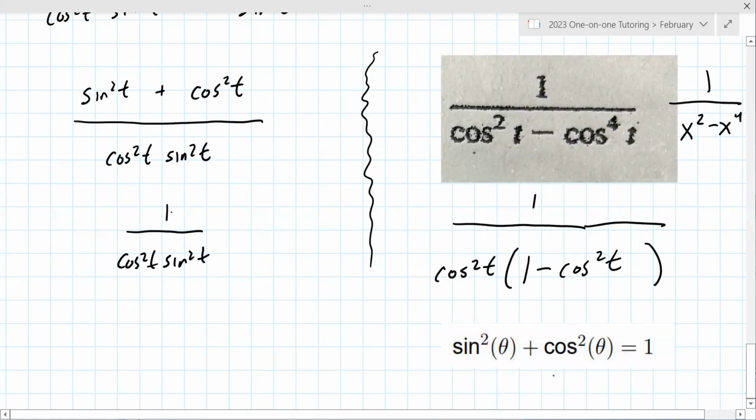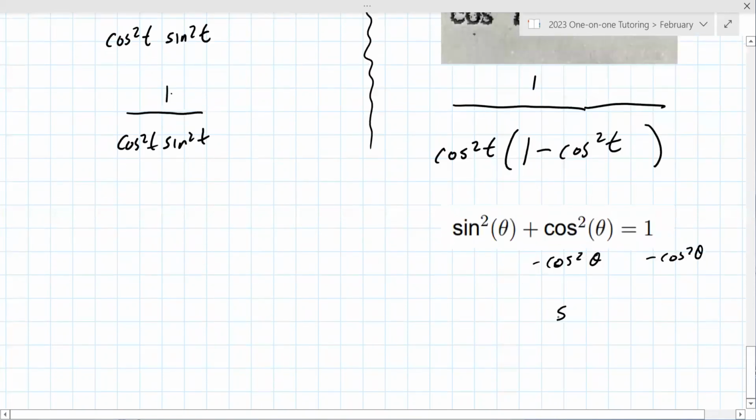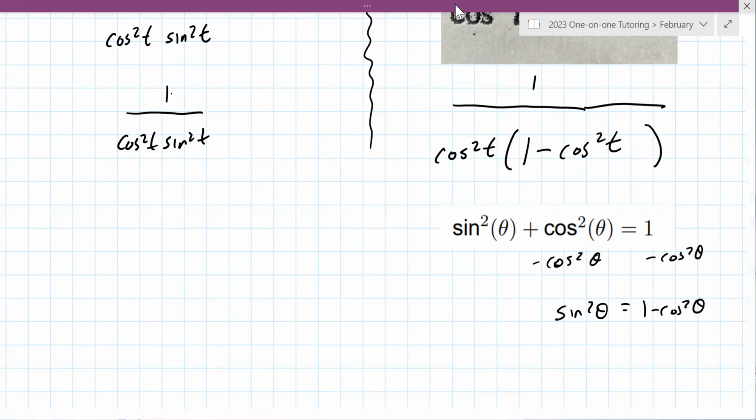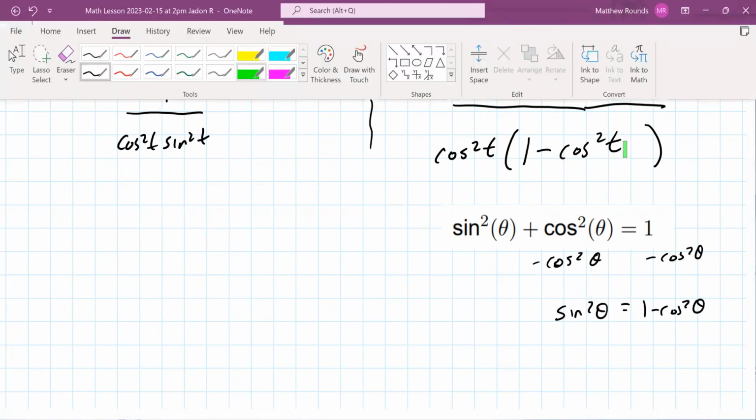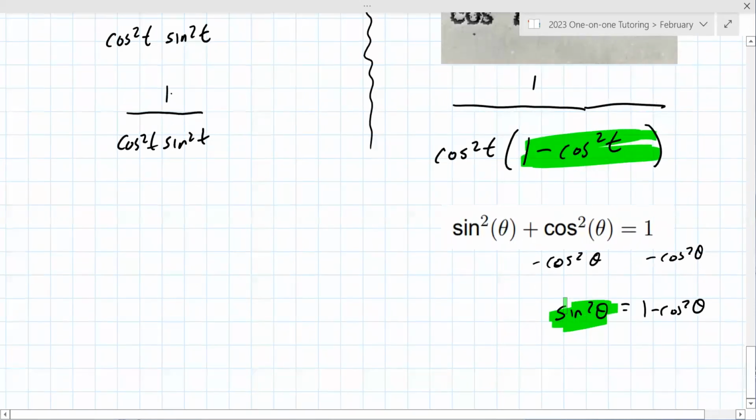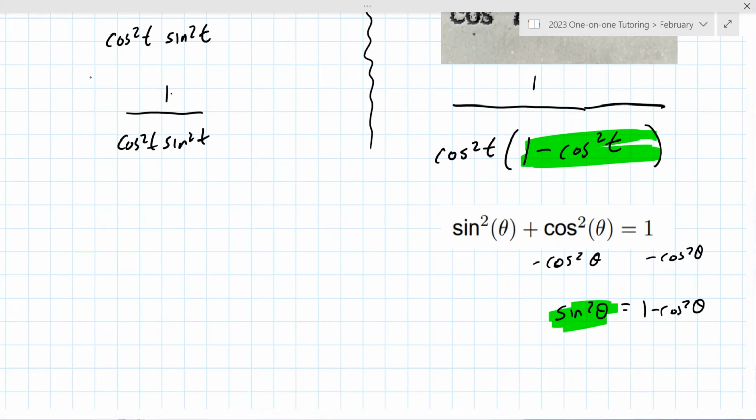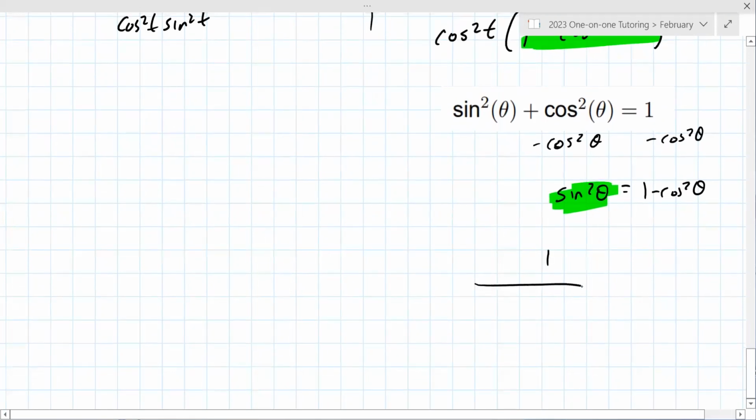If you subtract cosine squared t from both sides of the equation, or theta, sine squared theta equals 1 minus cosine squared theta. So you can replace 1 minus cosine squared theta with sine squared theta. So it becomes 1 over cosine squared plus sine squared theta, t, but yeah. Well, yeah, that's the same as the left side. Yes.